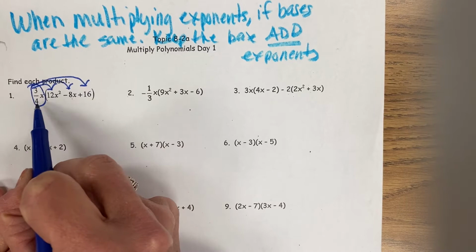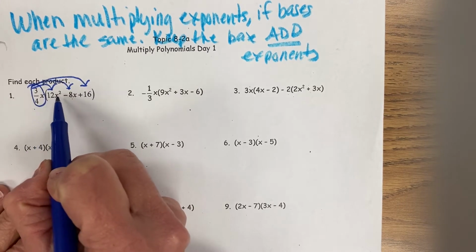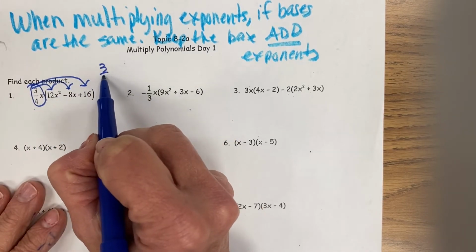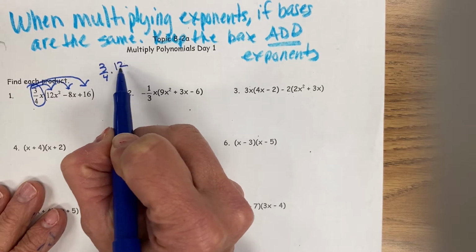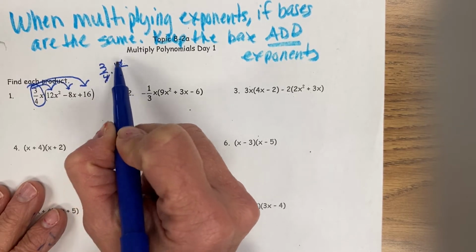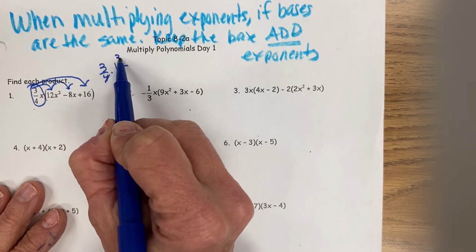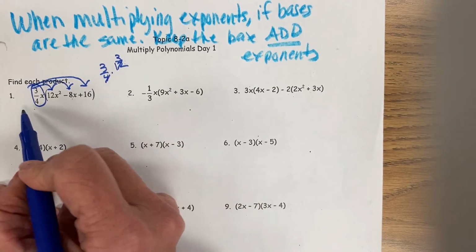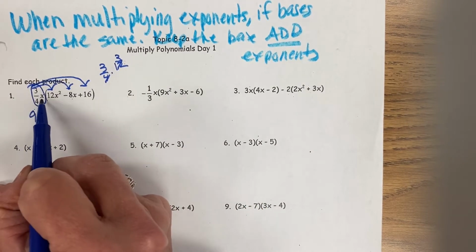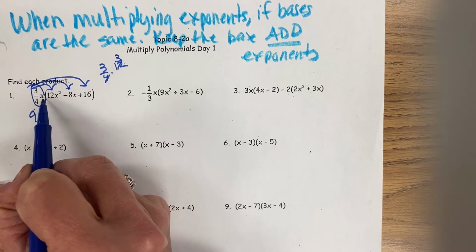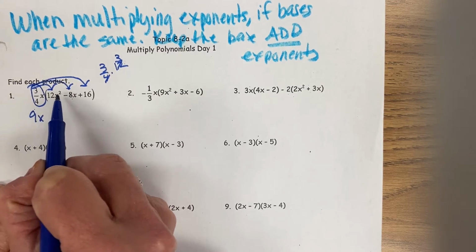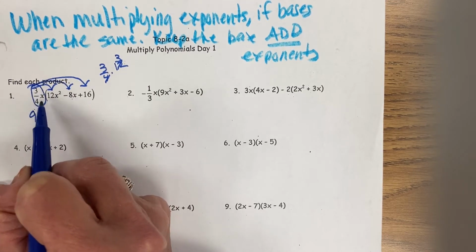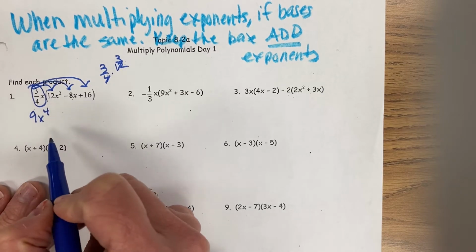And so we're going to multiply 3/4 times 12. And so remember, when you're multiplying 3/4 times 12, you can do early division. 12 divided by 4, and that's going to give you 3, and 3 times 3 is going to give you 9. If the bases are the same, you're going to keep your bases. So our bases are x, and we're going to add the exponents. So we're going to have 3 plus 1, and that's going to give us 4.